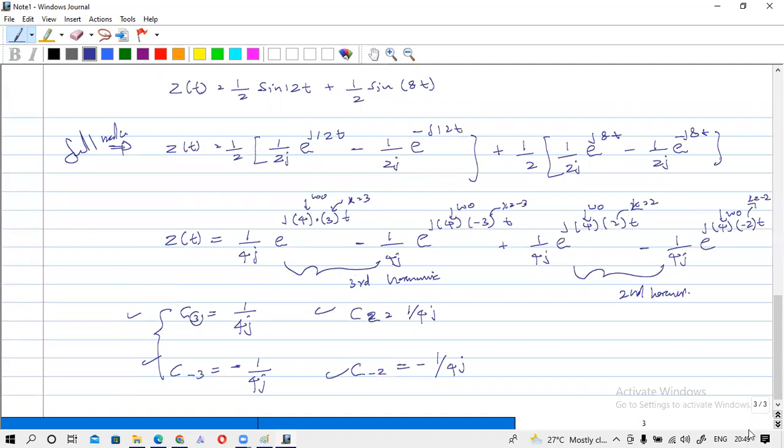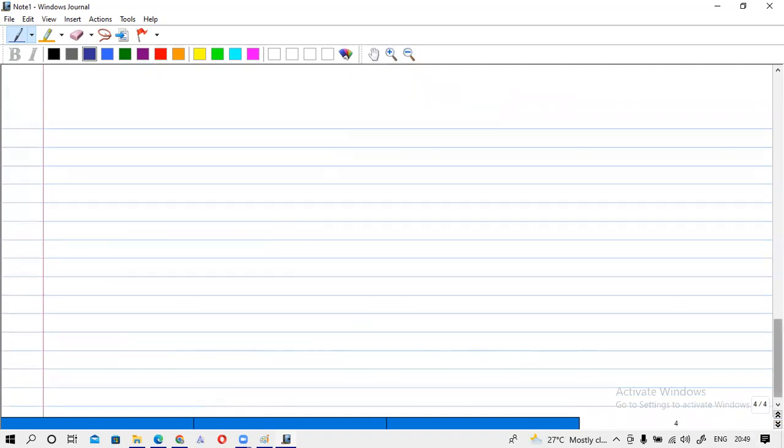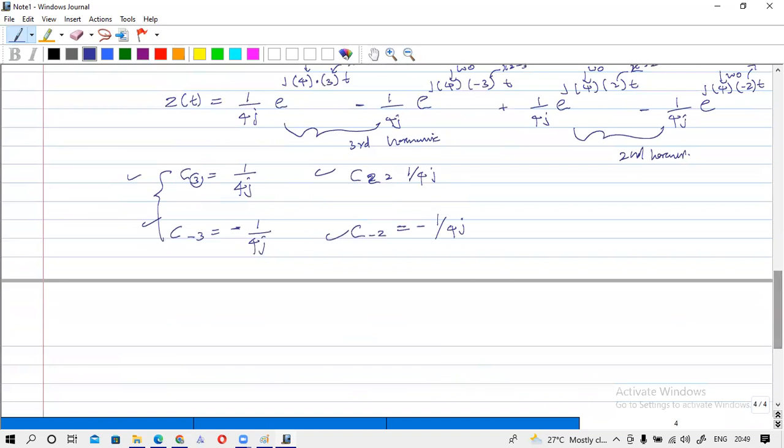So we have already drawn the magnitude plot also. Okay, so you can see these are the coefficients, Fourier series coefficients. These coefficients are normally complex numbers. That means we can write these Fourier coefficients as x plus iy.